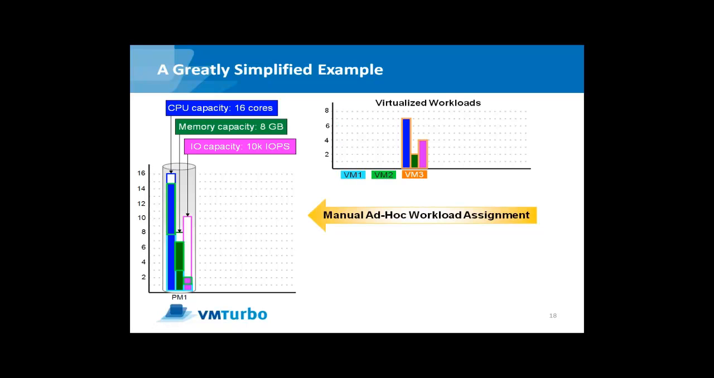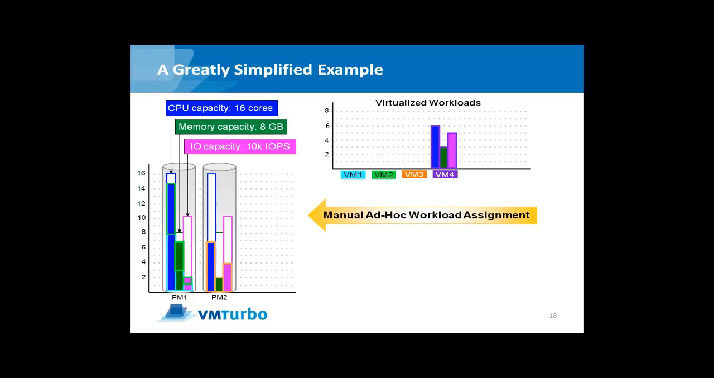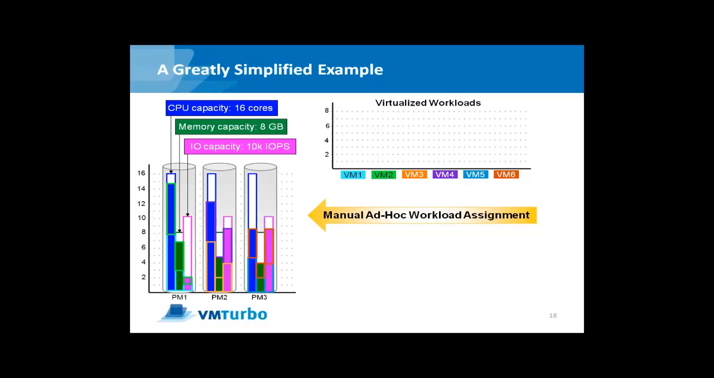VM3 comes along, and note that it would actually not have room on physical machine 1 for 2 reasons. One is the CPU: it requires 7 cores, and there are only 1 or 2 cores left on physical machine 1. And it requires 2 gigs of RAM, and there's only 1 gig left. So for this reason, we might, on an ad hoc basis, put it on a second machine, and as we add more workloads, put them on 3 physical machines.